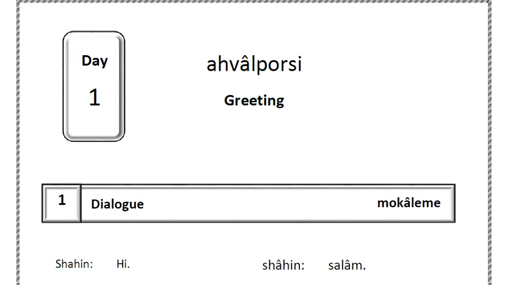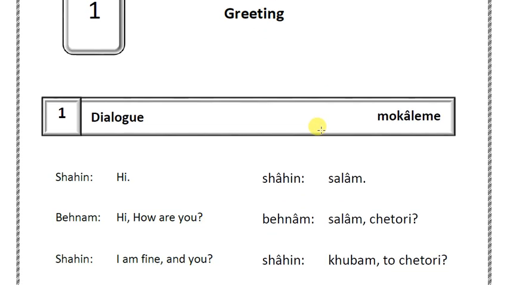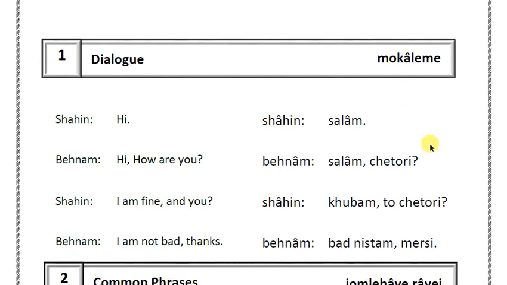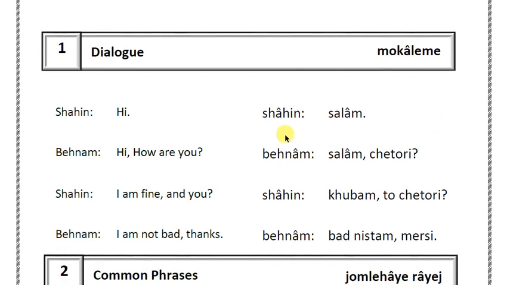So this is day one. The title of this chapter or this day is Ahval Porsi. Ahval Porsi means greeting. The first part, you can see that it's just divided in two different parts. The first part or first section is Mokaleme. Mokaleme means conversation, dialogue. So let's take a look at this conversation.